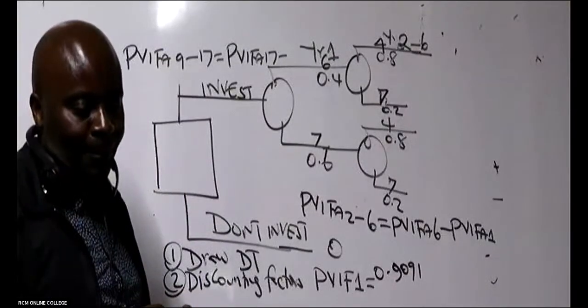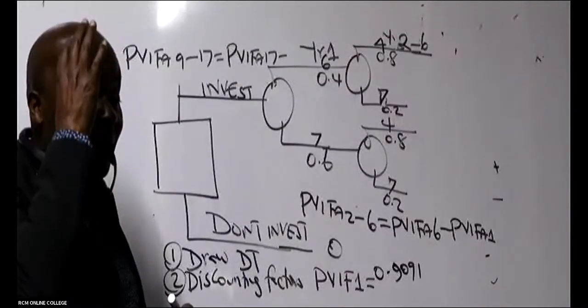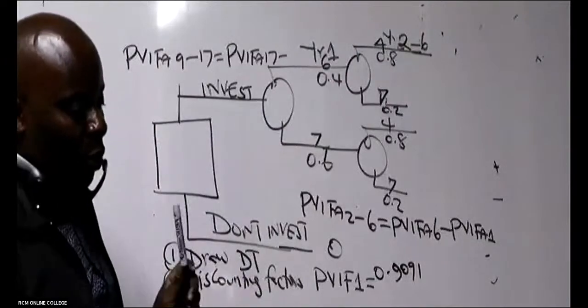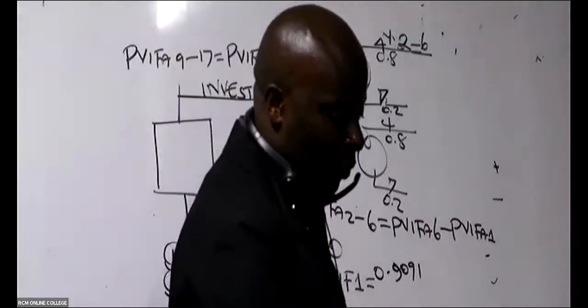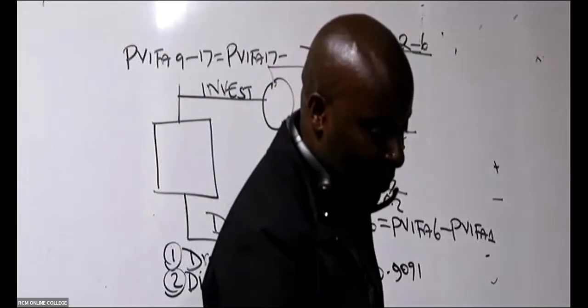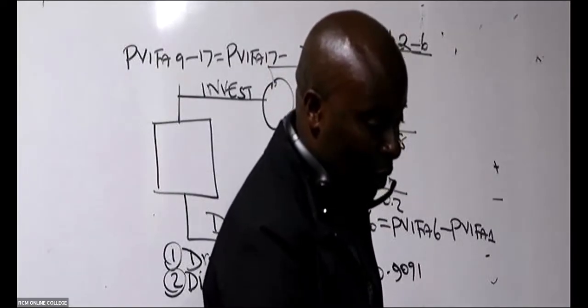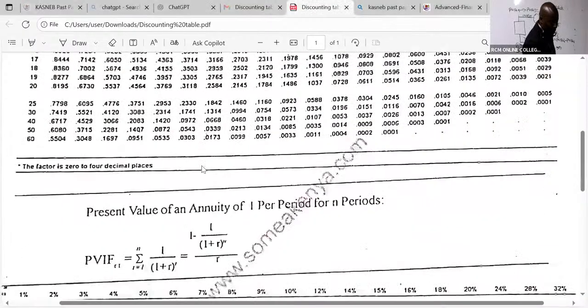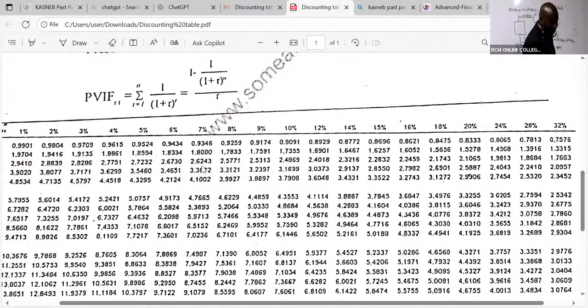PVFA 8. Now, please listen. How do we get the years? Remember, the years were given in the question. So do we have PVFA 6? Remember, the cost of capital is 10%. You go to the annuity table, and in the annuity table you can see the PVFA at 10%, 6 years. It is here: 4.8684.